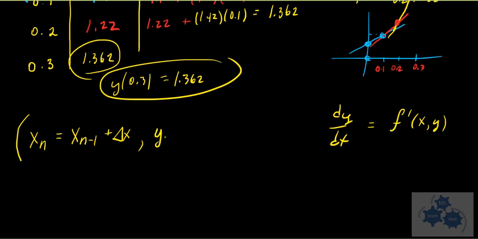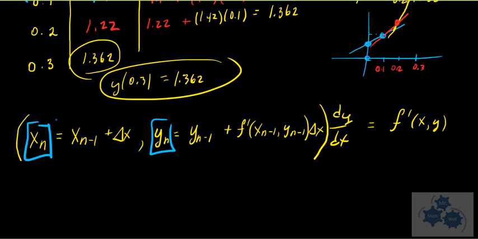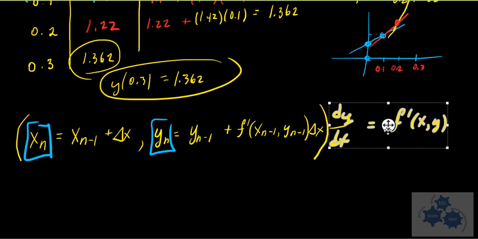The y value, so y sub n, is going to be y sub n minus 1 plus the slope at these x and y values. So it's basically the derivative evaluated at x sub n minus 1, y sub n minus 1, and this is where it gets a bit tricky, times delta x. So you should be able to understand that, hopefully, but that's how you get any x, y value pair in the row. And just what I'm going to do here is move this off to the side here.